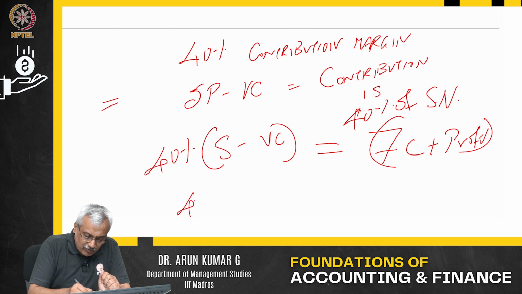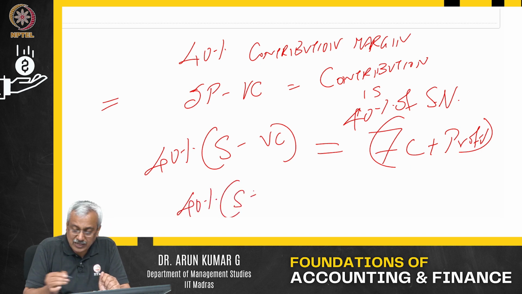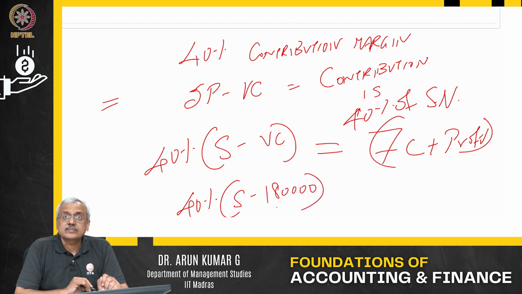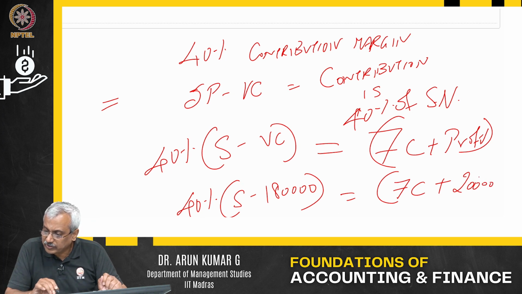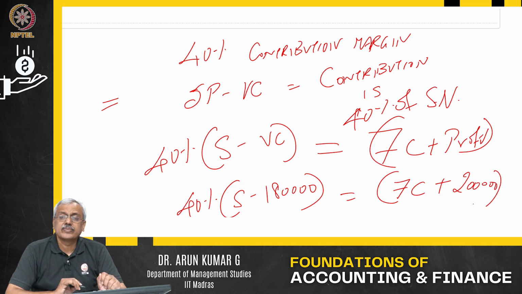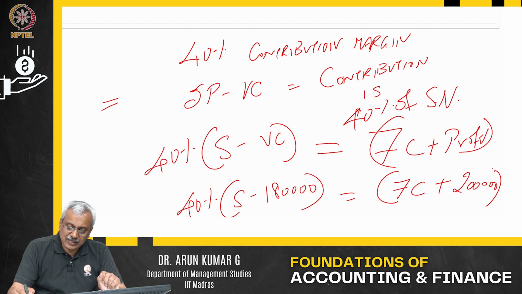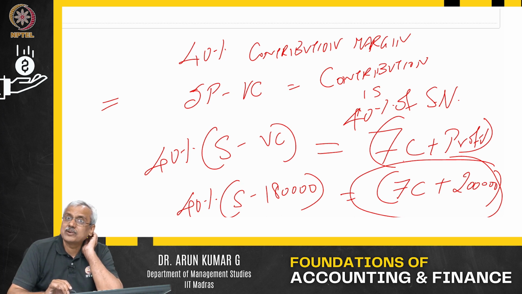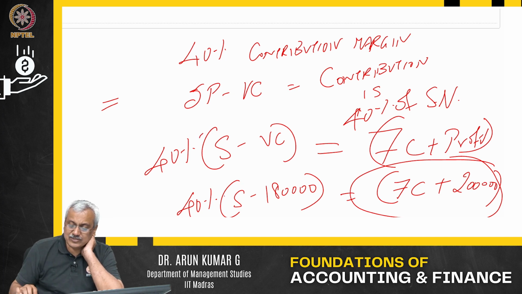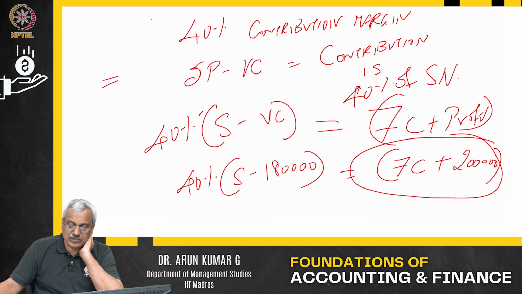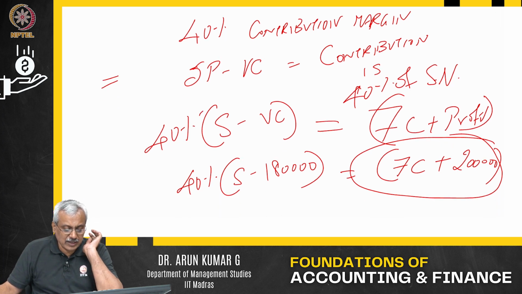So, 40% of my sale, I do not know the sale value, variable cost I know, 1,80,000, will be equal to my fixed cost plus profit of 20,000, 2 lakhs, 2 lakhs is the profit if I am not wrong, yeah 2 lakhs. This total is equal to about 40% of the sale value in this particular case. That means if this is going to be 40% in this particular case, then what is your variable cost?